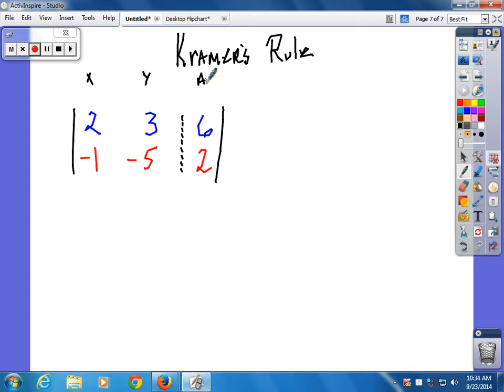Now, the way that you do Cramer's rule is by use of determinants. A determinant is a 2x2 matrix that you set up using those 6 numbers. The first matrix, the first determinant, I'm going to call the denominator determinant. The determinant of the denominator.